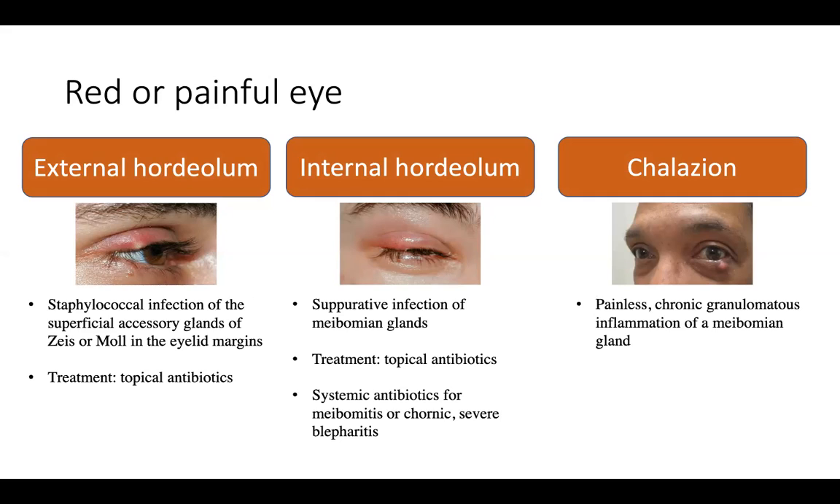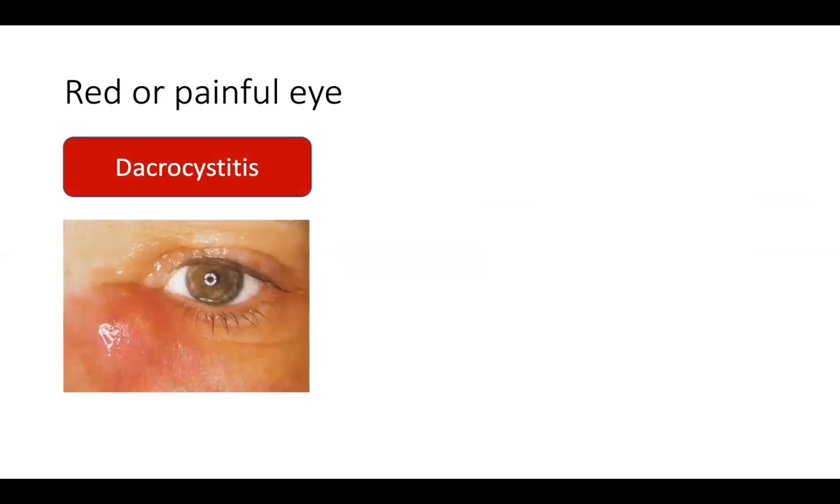A chalazion is a painless chronic granulomatous inflammation of a meibomian gland that produces a pea-like nodule within the eyelid. It can be incised and drained, but injection with glucocorticoids is equally effective.